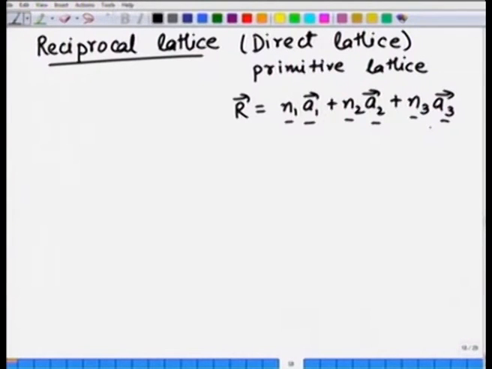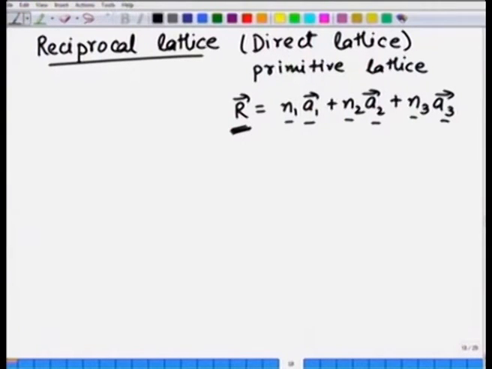Since it is primitive, the points lie only on the corners of the unit cell. Therefore, this is a lattice vector by which I can generate all the lattice points by choosing N1, N2 and N3. If I choose N1, N2, N3 as all 0, then I start with some point, that is a lattice point, and then I keep choosing N1 equal to 1, N2 0, N3 0, I will get another lattice point, and I will keep doing this. If it is not a primitive cell, then you will not be able to generate all the lattice points by choosing N1, N2, N3 as integers. But because it is a primitive cell, R is truly a lattice vector which will generate all the lattice points.